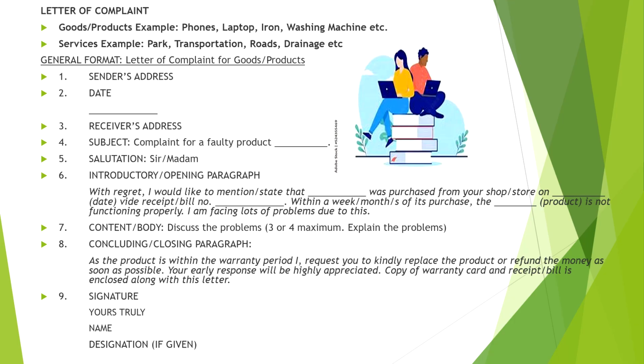Our next letter is letter of complaint. Letter of complaint, basically, I have categorized them or divided them into two. One is for goods or products, example phones, laptop, iron, washing machine, etc. Any product which you purchase, and then it is not working properly and you have to write a complaint letter for it. The second is services, example park, transportation, road, drainage, etc., electricity, water supply, etc. General format remains the same.